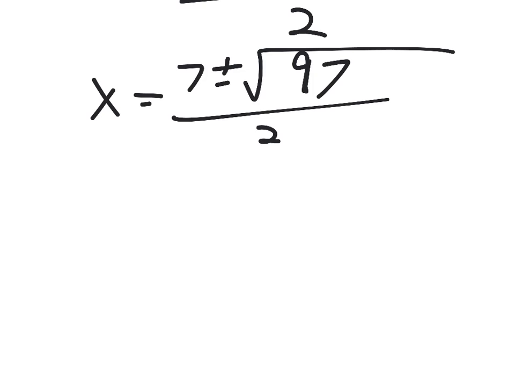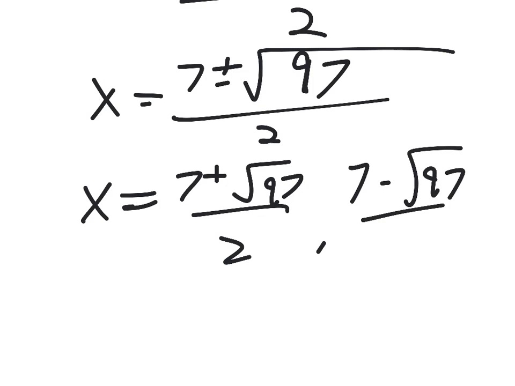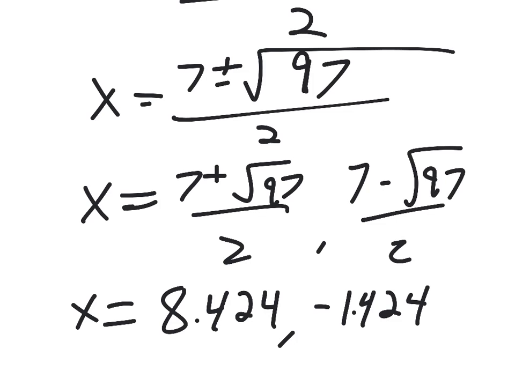So we got square root of 97. We need a calculator to find out what that is. And we do it once for plus. We do 7 plus square root of 97 over 2. And we do 7 minus square root of 97 over 2. So after using a calculator, you should get these two numbers.